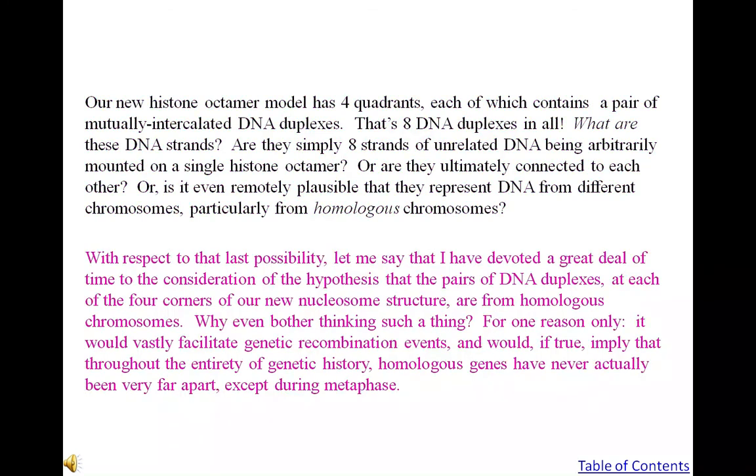With respect to that last possibility, let me say that I've devoted a great deal of time to the consideration of the hypothesis that the pairs of DNA duplexes at each of the 4 corners of our new nucleosome structure are from homologous chromosomes. Why even bother thinking about such a thing? For one reason only: it would vastly facilitate genetic recombination events, and would, if true, imply that throughout the entirety of genetic history, homologous genes have never actually been very far apart, except during metaphase.